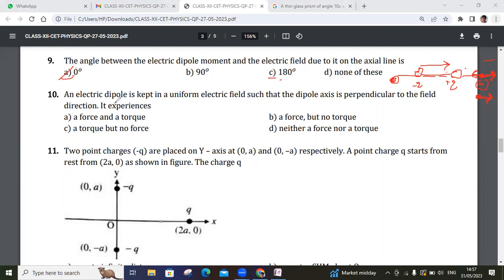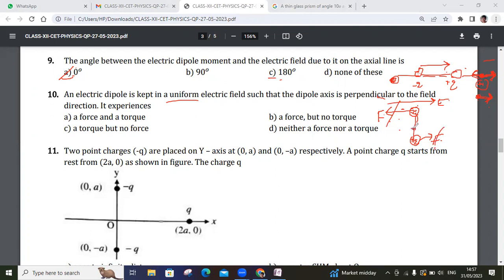Now the 10th question. An electric dipole is kept in a uniform electric field such that the dipole axis is perpendicular to the field direction. What does it experience? Suppose this is the dipole, minus Q, plus Q, and the electric field is perpendicular, but uniform. Suppose the electric field is like this. For minus Q the force will be like this, and for plus Q the force will be like this, of the same magnitude because the charges are of the same magnitude. So the force will be QE, but the net force will be zero.